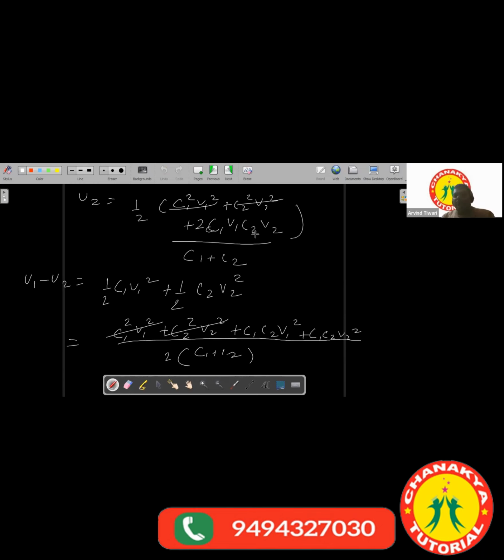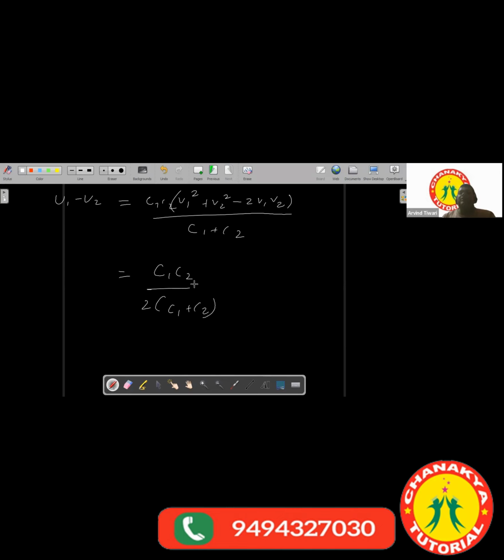Here you have C1 plus C2. So you get C1 C2 by 2 times C1 plus C2, multiplied with V1 minus V2 whole square. So now you get this. This is your loss of energy, and you get the loss of energy as a positive quantity.